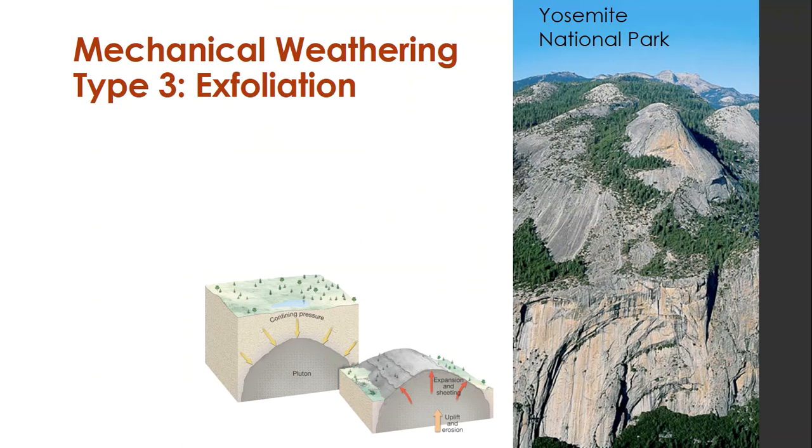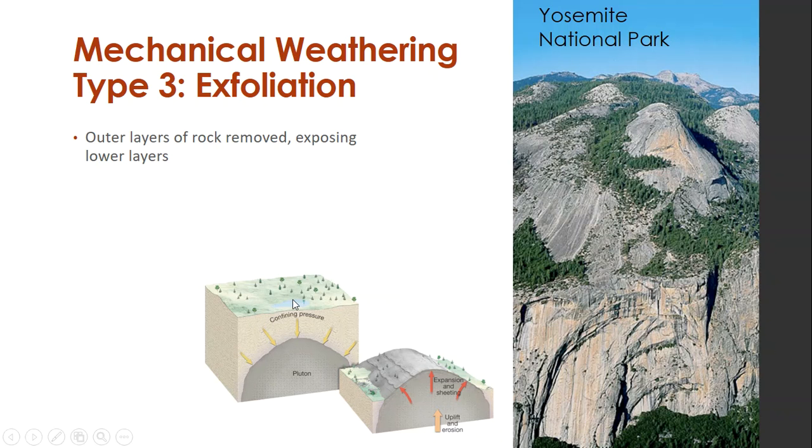And the third type of mechanical weathering is exfoliation, and you're going to watch a short video of exfoliation in action. And so you can see a lot of evidence of exfoliation in Yosemite National Park if you've ever been there. But basically what you have happen is you have this harder rock that's down here.